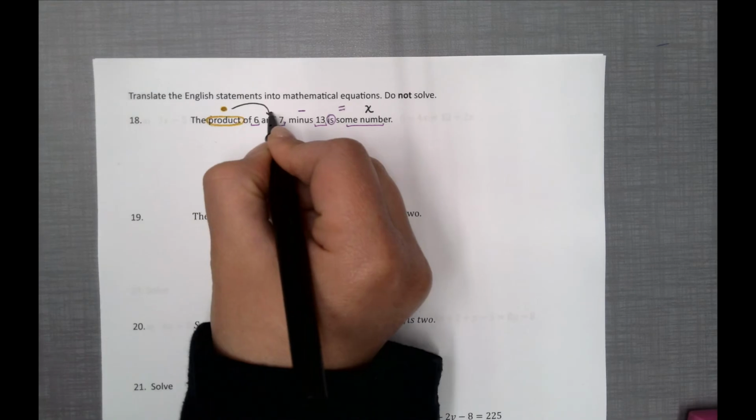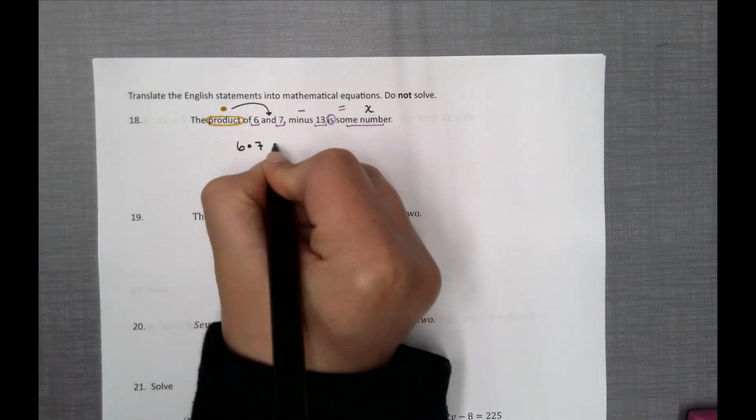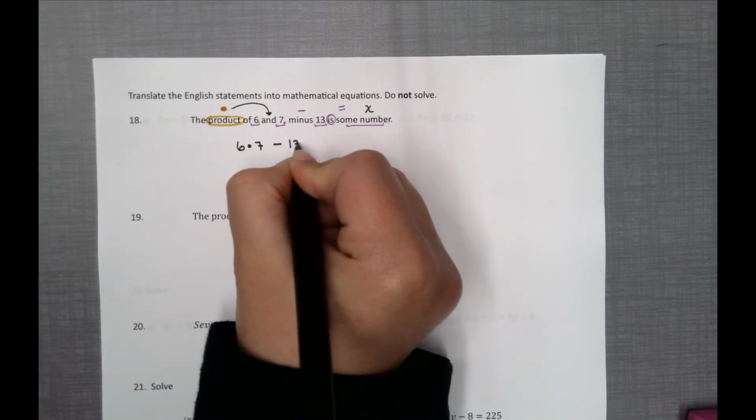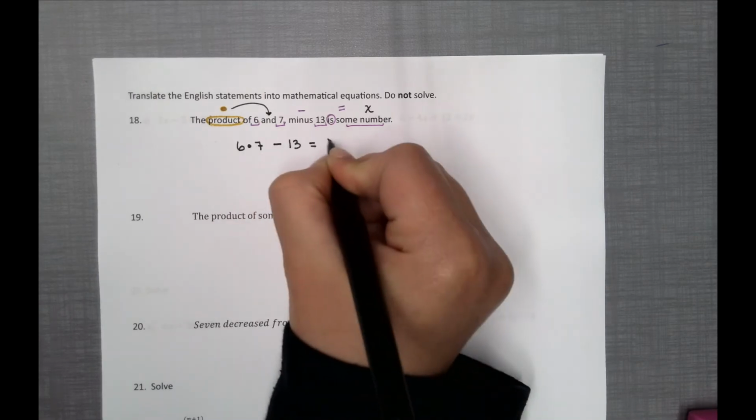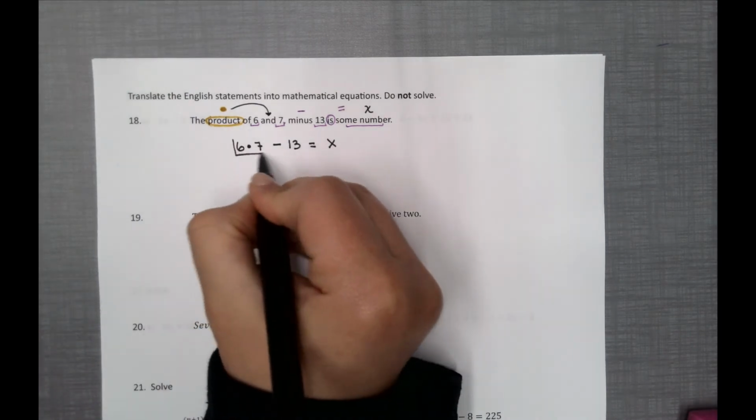Great. You want to use P? Fantastic. You want to use Q? Go for it. So now, the product of 6 and 7 minus 13 is some number. I'm not asking you to solve. This is all I'm asking you to do.